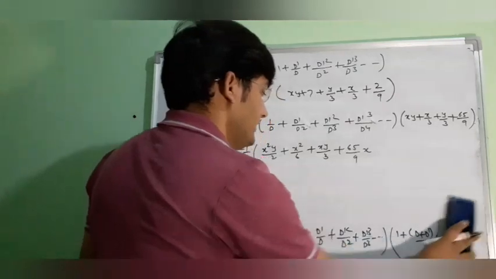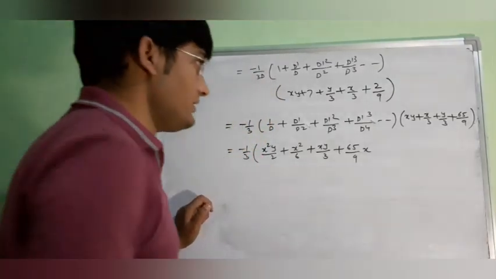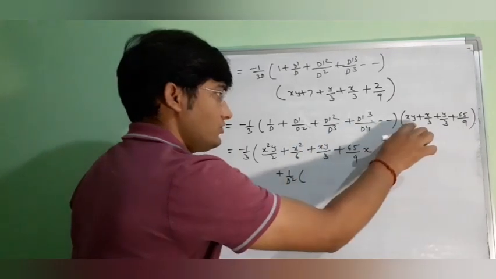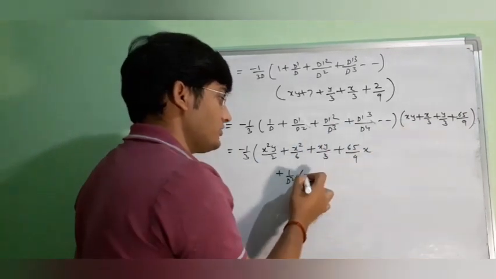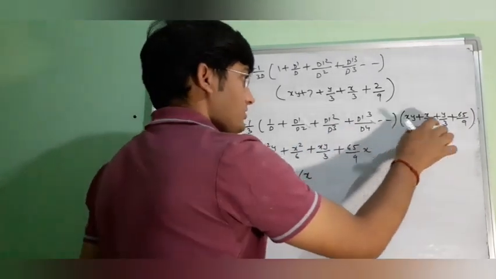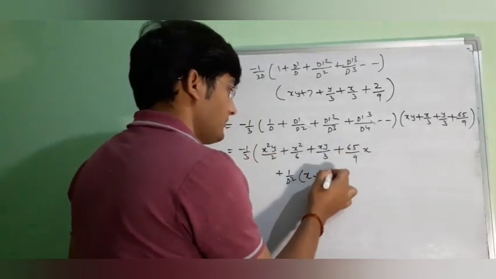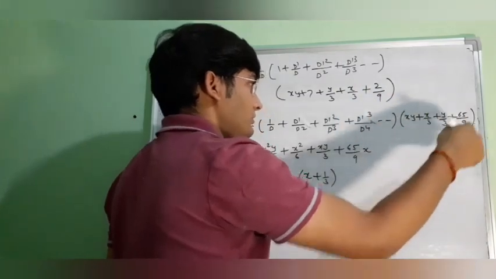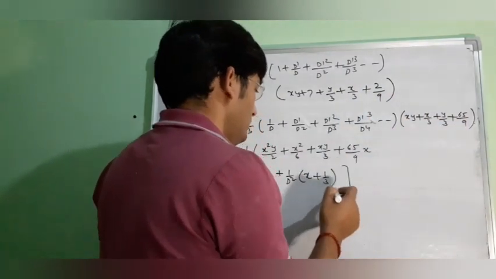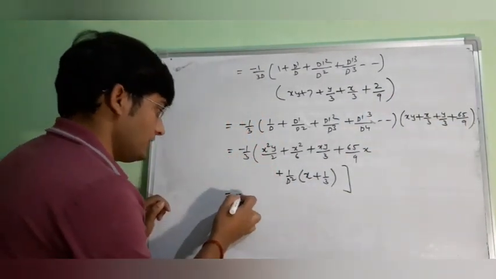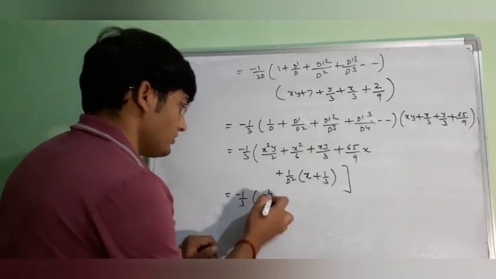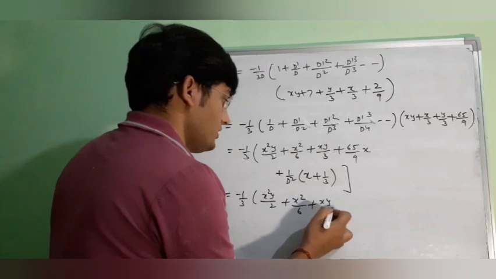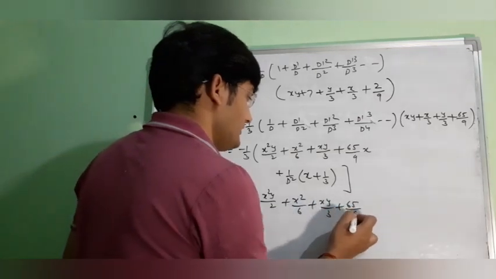Then D'. Now D' of this will be, that means the partial differentiation with respect to y. That means x gives 1, here we will get 0, then we will have 1 by 3. Now the double derivative will be 0, and again the third derivative will be 0. So we have only this term. Now this is equal to minus 1 by 3, x square y by 2 plus x square by 6 plus xy by 3 plus 65 upon 9x.